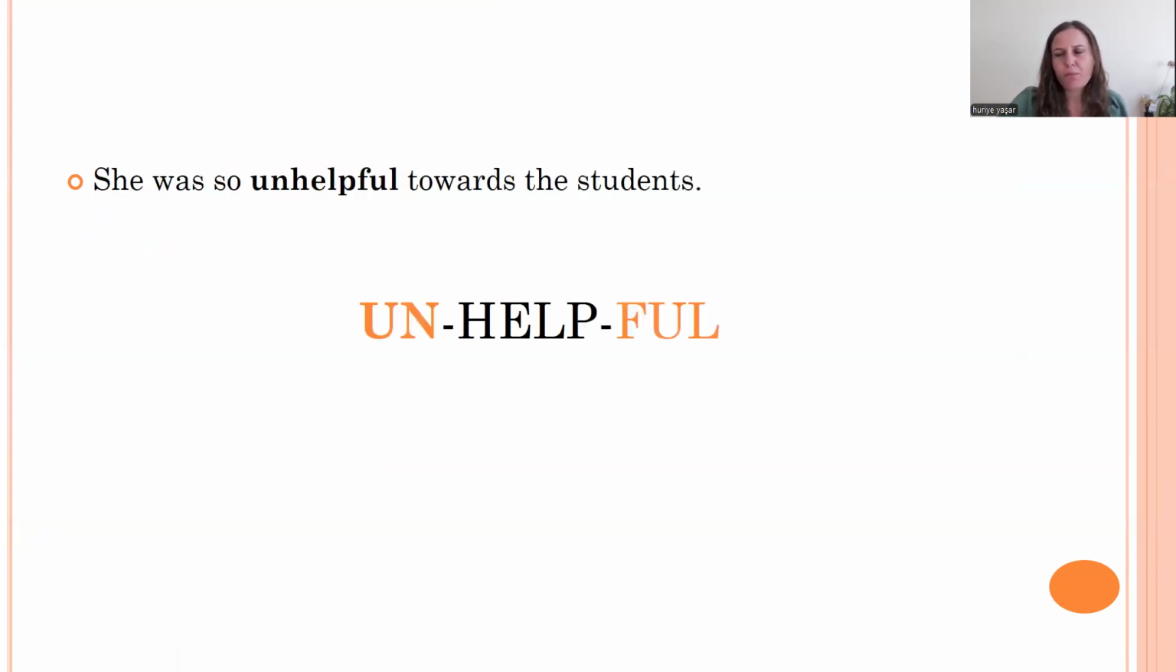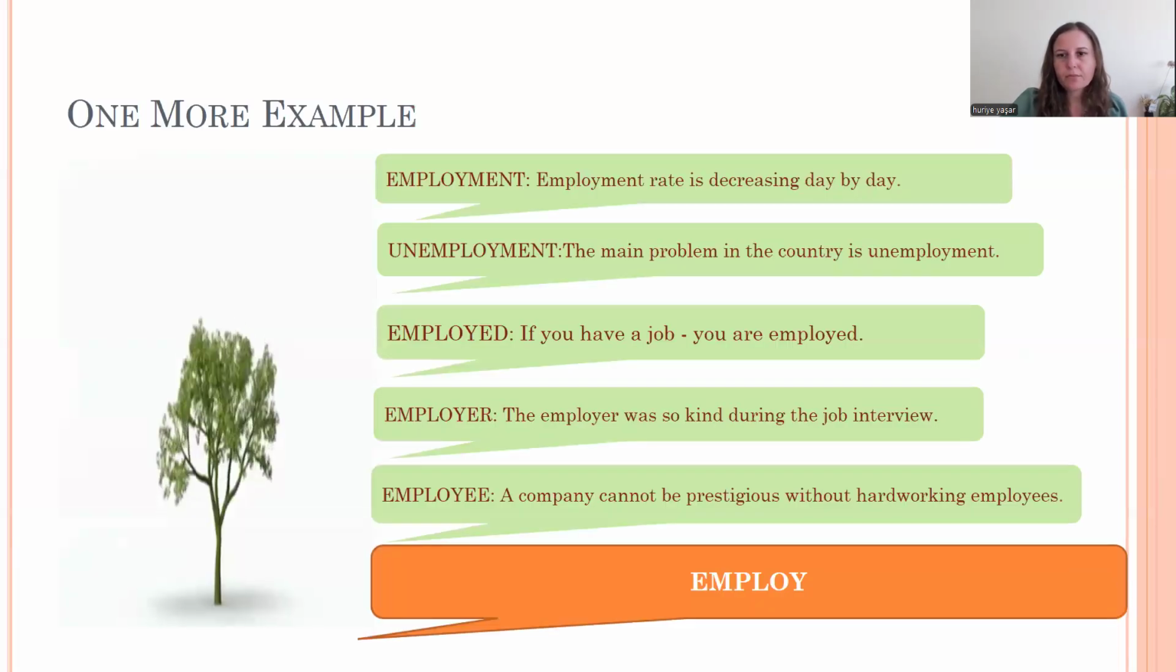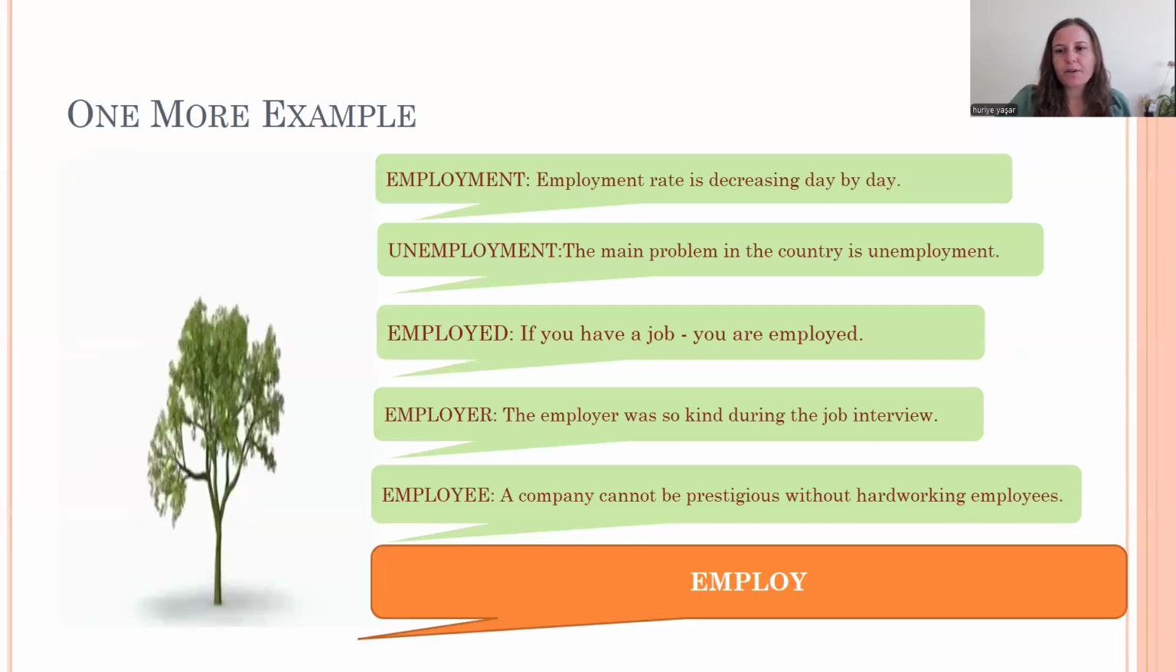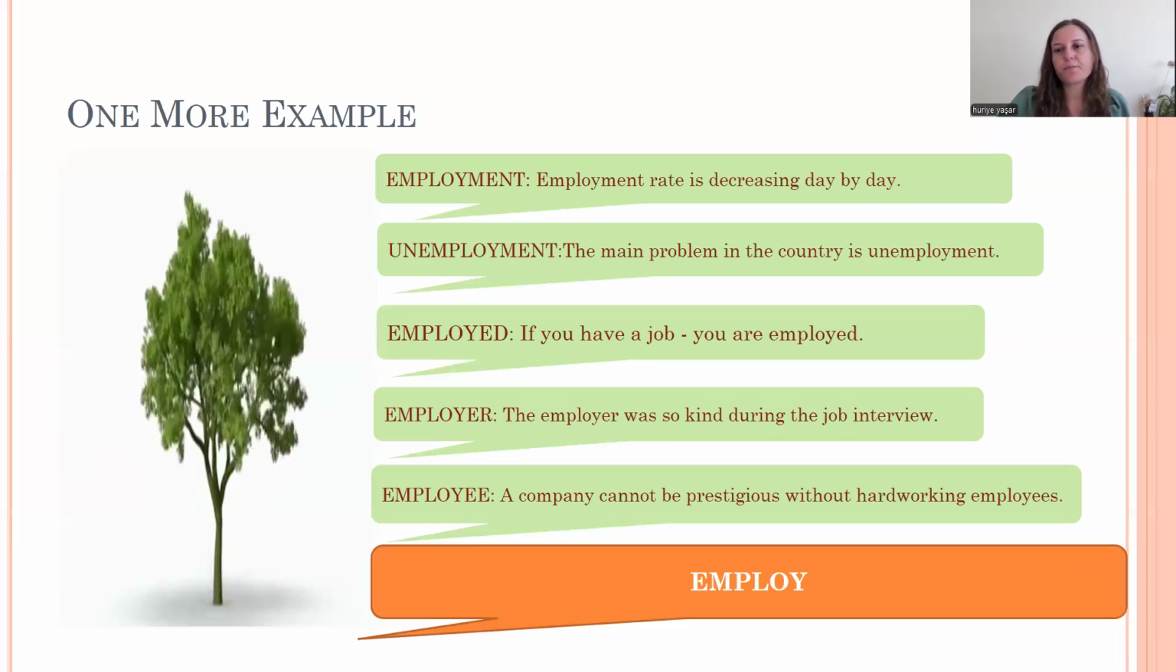A word can take both prefix and suffix at the same time. Let me explain it by an example. We said un is a prefix, full is a suffix. We can say unhelpful. She was so unhelpful towards the students. Let me give you one more example to see how prefixes and suffixes can reform the words.